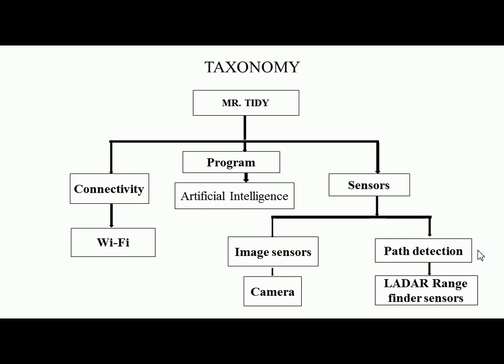And this is my taxonomy. I'm using Wi-Fi connectivity, and for programming I'm using artificial intelligence and so on. For sensors, image sensor: I'm using the CMOS camera, and for path detection and obstacle detection, I'm using the laser detection ranging sensors.